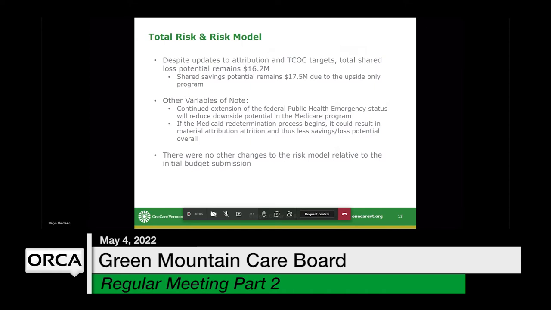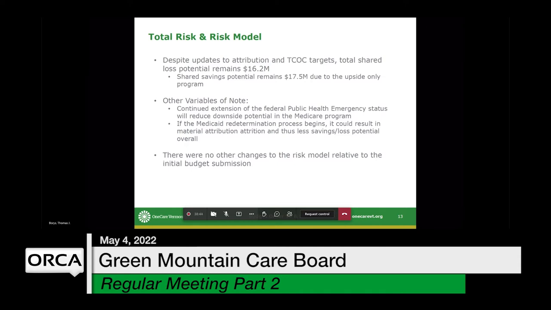I thought it'd be nice to mention just two other variables that we think about when evaluating the risk or the shared loss potential. First is continued extension of the federal public health emergency status. This has an impact on the Medicare program risk, so we monitor that closely throughout the year. Next is in Medicaid, if the redetermination process restarts in 2022, it could result in material attribution attrition. So many lives could be exempted from the program. If that happens, savings and loss potential could drop on both sides. But we'll monitor that one as well.